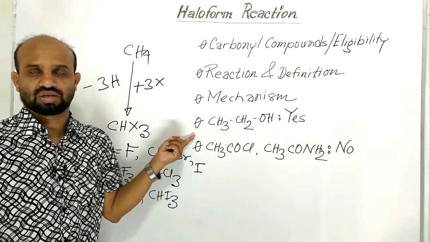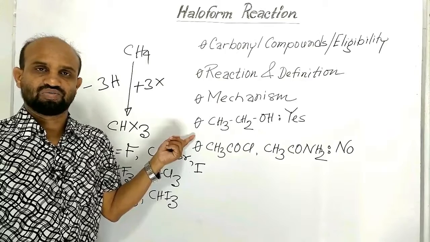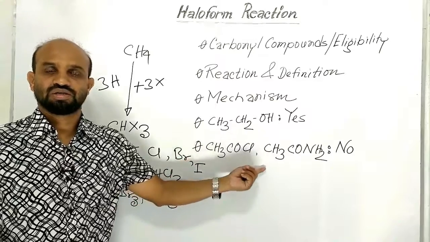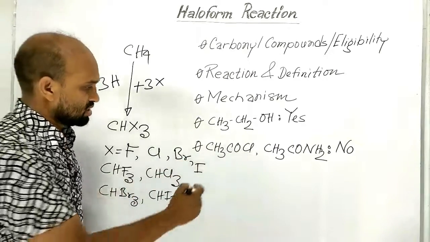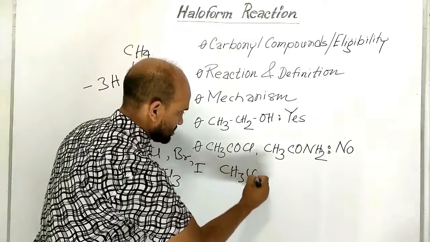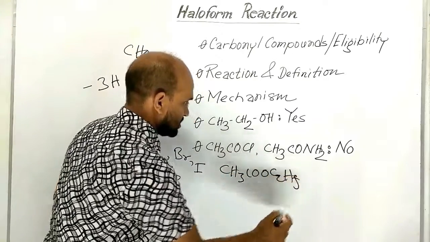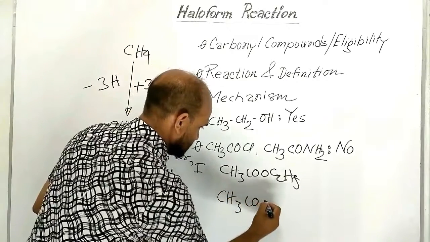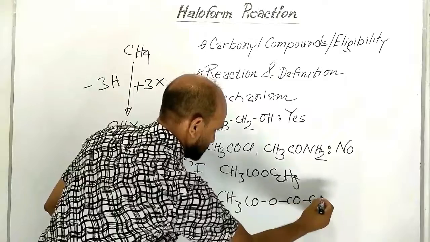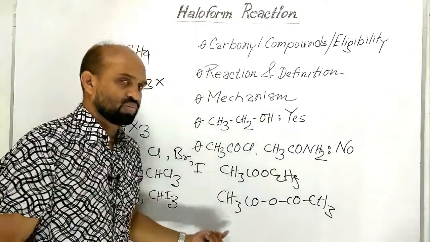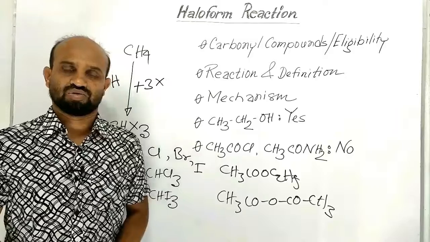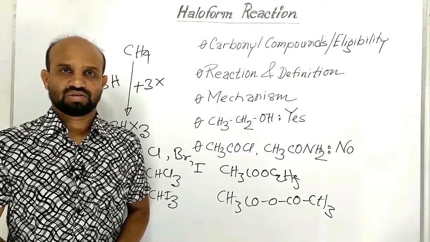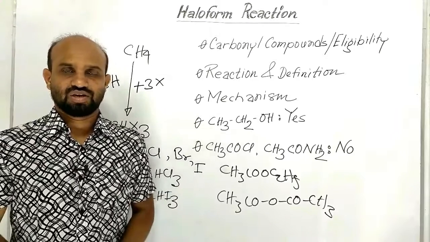Ethanol and secondary alcohols undergo haloform reaction, but acyl chloride, ethanamide, ethyl acetate ester, acetic anhydride, these compounds do not undergo haloform reaction. In this lesson, we are going to learn the reason behind this. So, let's go to the detail.